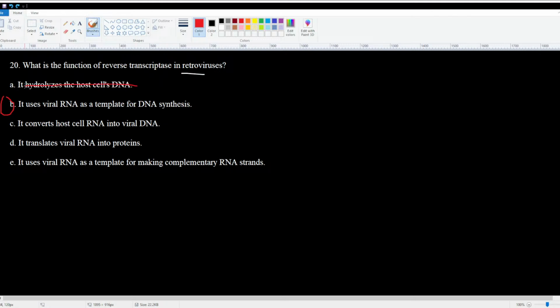It would not hydrolyze the host cell DNA because that would just kill the cell, right? If we're hydrolyzing the DNA, we're just cutting it up a bunch. It converts this host cell RNA into viral DNA. Well, that doesn't really make sense, but here's what we want to do. If we're converting host cell RNA, we're just going to convert RNA back into the host DNA, which is not what the retrovirus is doing. It's converting its own RNA into the viral DNA.